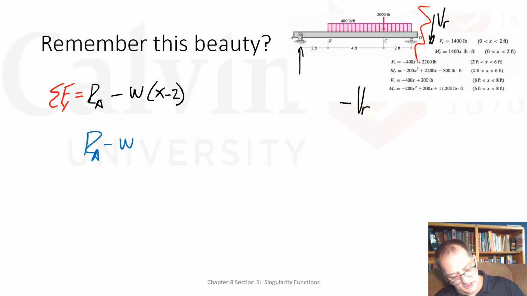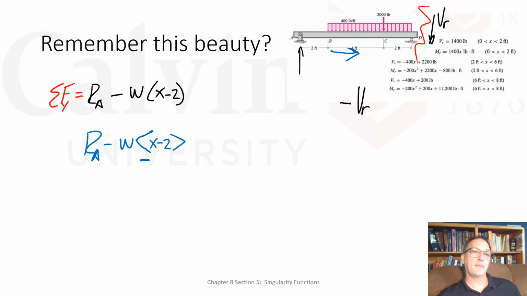R minus W times the singularity function x minus 2. Now, according to the rules, the value of that is x minus 2 as long as I'm over here on this side. All I have to do is change that shape a little bit, and I'm all good. Now I'm going to keep going. I still have my VR on the other side over here.